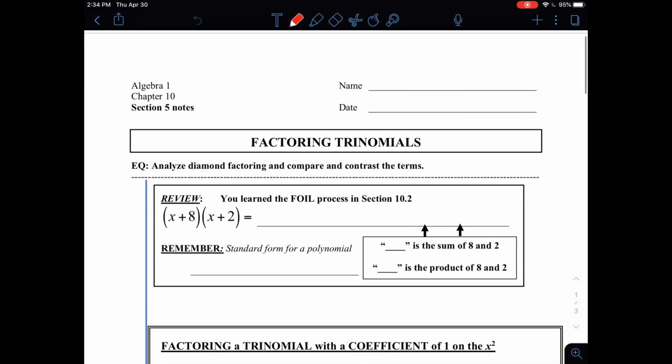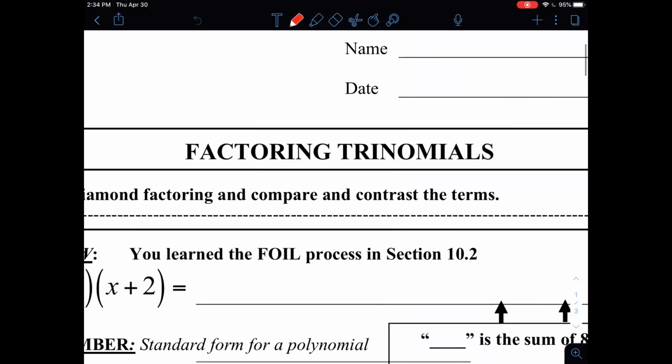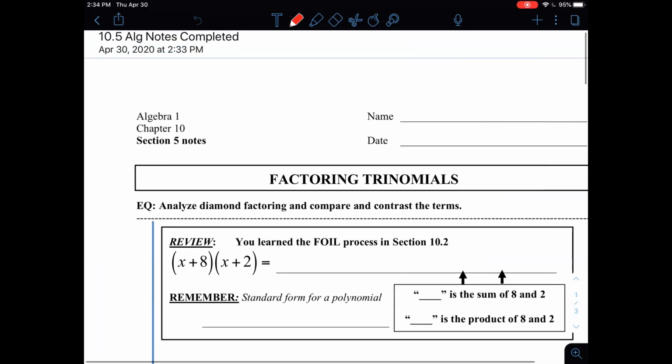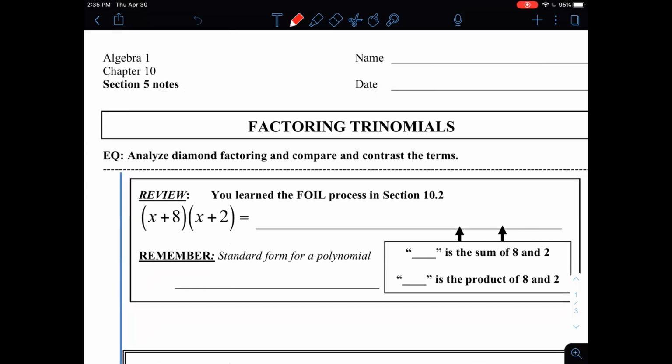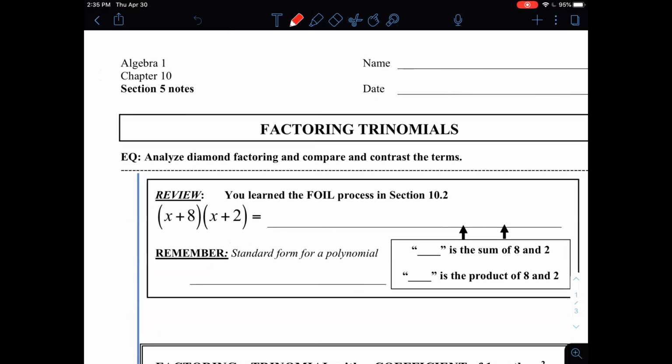So we're doing 10.5 today. Let's go ahead and read the name of the lesson. Name of the lesson, ready? 1, 2, 3. Factoring trinomials. Essential question, ready? 1, 2, 3. Analyze diamond factoring and compare and contrast the terms. Okay, so we have a review here to kind of get us into the swing of this whole process.